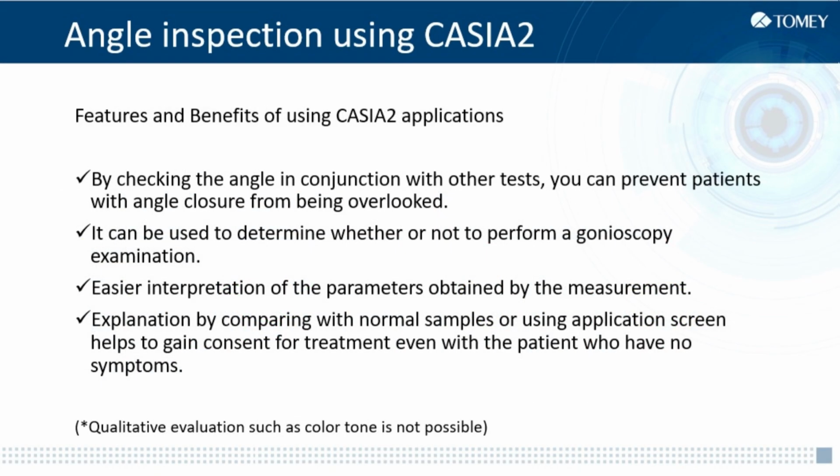Here are the features and benefits of using the CASIA2 angle analysis application. By using this application, the angle condition can be confirmed at the same time as other examinations, and overlooking narrow angle patients can be prevented. In addition, it can be used as a basis for deciding whether to perform an examination using a gonioscope. It is easy to understand the angle parameters by referring to the standard values implemented in CASIA2. Furthermore, it is sometimes difficult to get agreement on treatment from patients who have no symptoms, but the image comparing function or angle-related application screen are easy to understand and help to explain the importance of treatment to the patient.